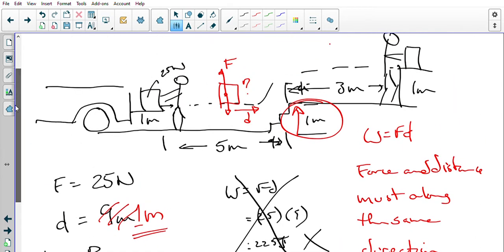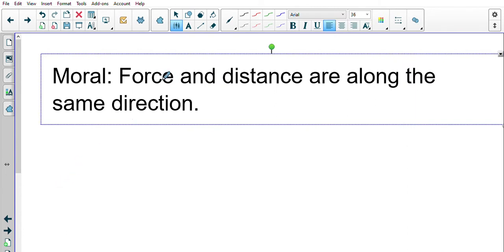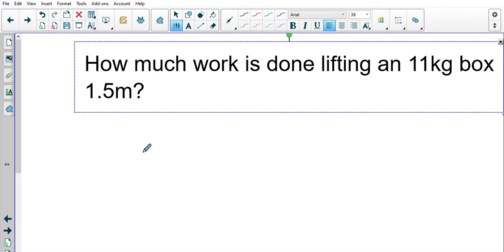So the subtlety is that they have to be along the same direction. So you need to be careful of that. All right, force and distance are along the same direction. I even gave you a moral to the story. A nice picture with a moral. How great is that?